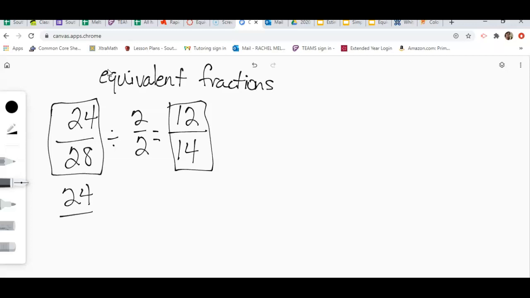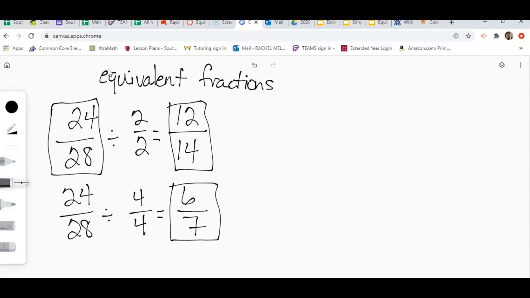I know that 24 and 28 are both multiples of 4. So I'm going to divide by 4 this time. 24 divided by 4 is 6, and 28 divided by 4 is 7. So 6/7 is also equivalent to 24/28 and to 12/14.